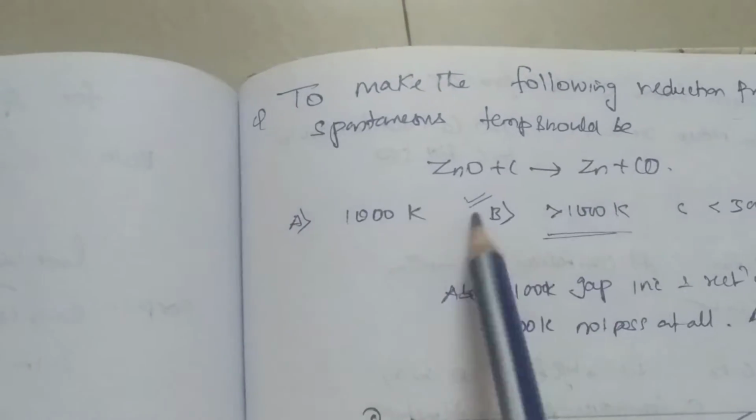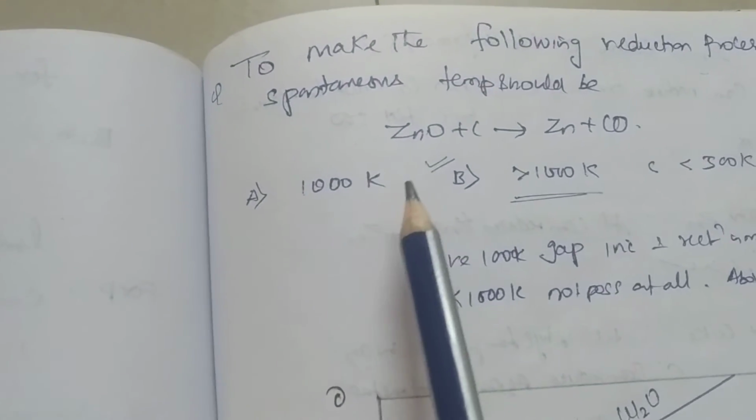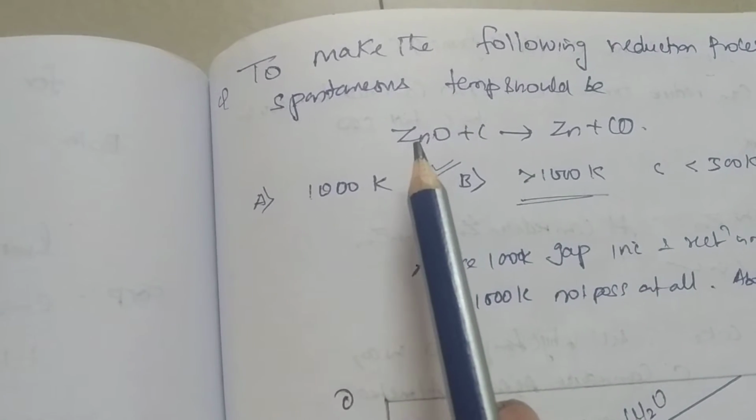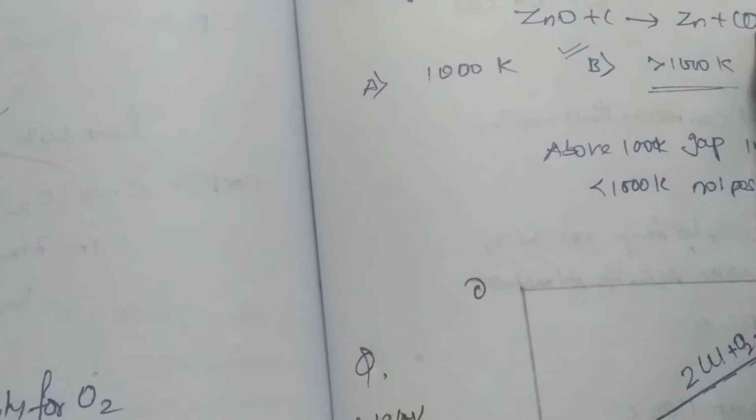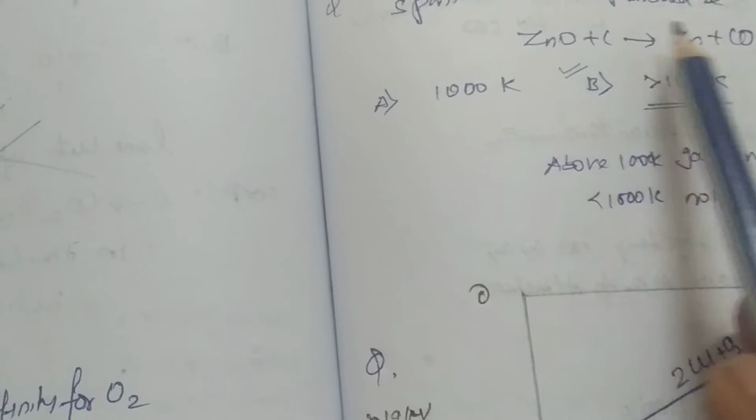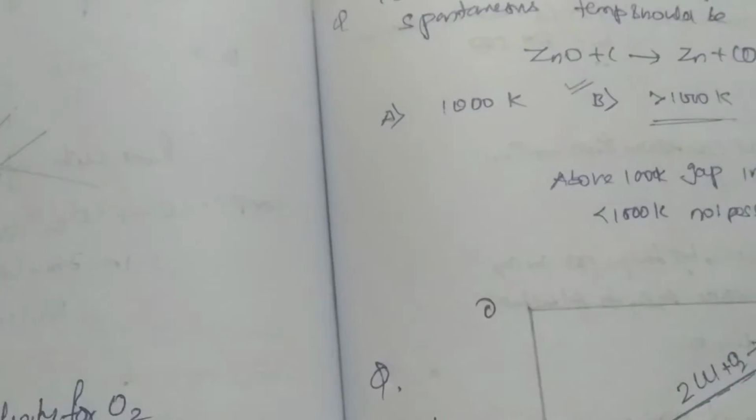So for this reaction, you're coupling two reactions: C to CO is negative delta G and ZnO to Zn is positive delta G. You're coupling these two reactions to get an overall negative delta G.